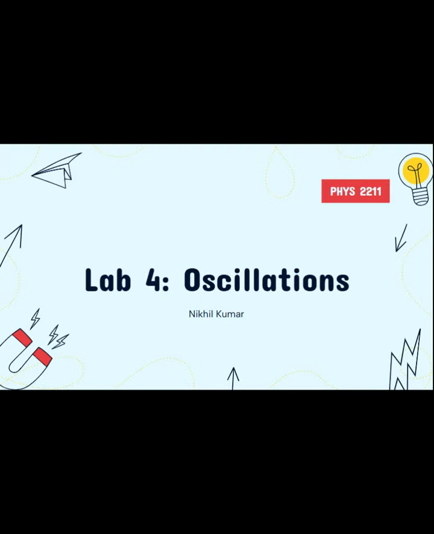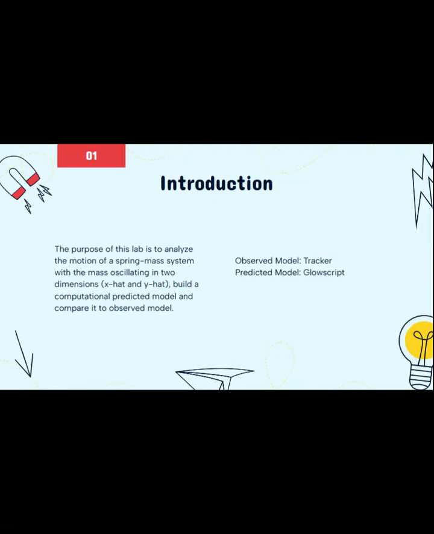Hello, I'm Nikhil Kumar, and welcome to Lab 4 of Physics 2211, Oscillations. The purpose of this lab is to analyze the motion of a spring mass system with the mass oscillating in two dimensions, x hat and y hat, build a computational predicted model, and compare it to the observed model. Our observed model was made using Tracker, and our predicted model was coded using GlowScript.